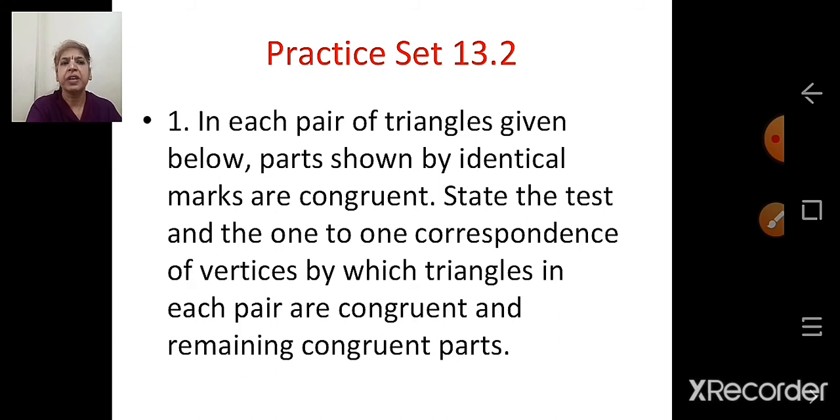What do we have to do? We have to state the test. First, we have to state the test, then the one-to-one correspondence of vertices by which triangles in each pair are congruent, and the remaining congruent parts. So we will see which are the remaining congruent parts. First one.